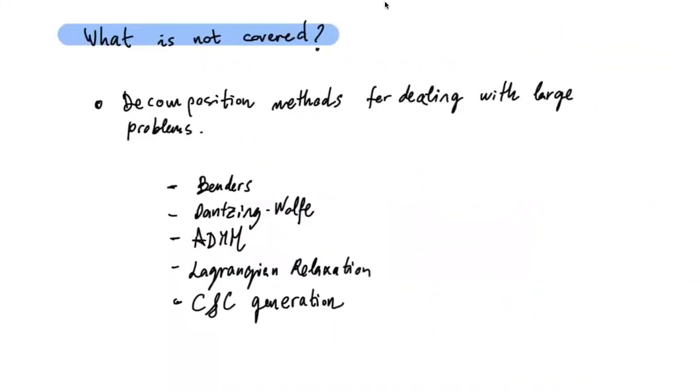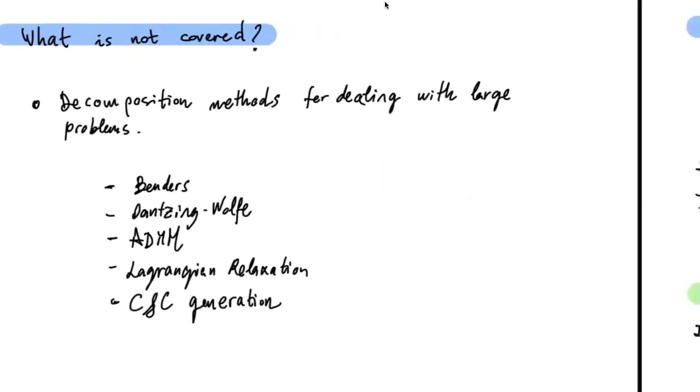We are not covering decomposition methods. When you have pretty large problems, there are specialized methods that help you break them down into smaller problems. The coordination of these smaller problems can help you solve the large problem in tractable time. So we're not covering Benders decomposition, Dantzig-Wolfe, ADMM, Lagrangian relaxation, or column and constraint generation. If there is some interest, maybe I can provide an initial lecture on that.